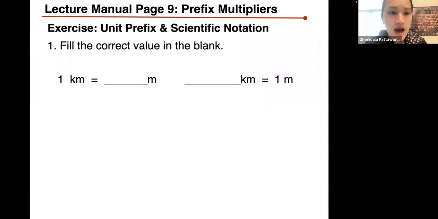Okay, so let's take a look now at the conversion. As I mentioned before, you need to be able to convert back and forth between the two.